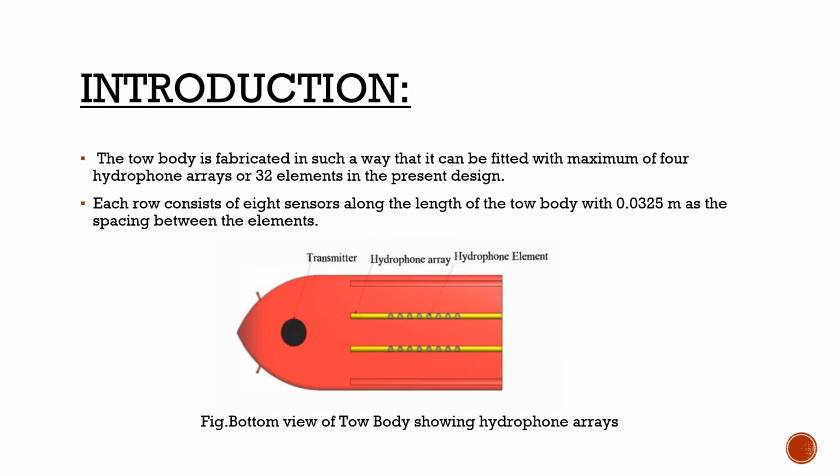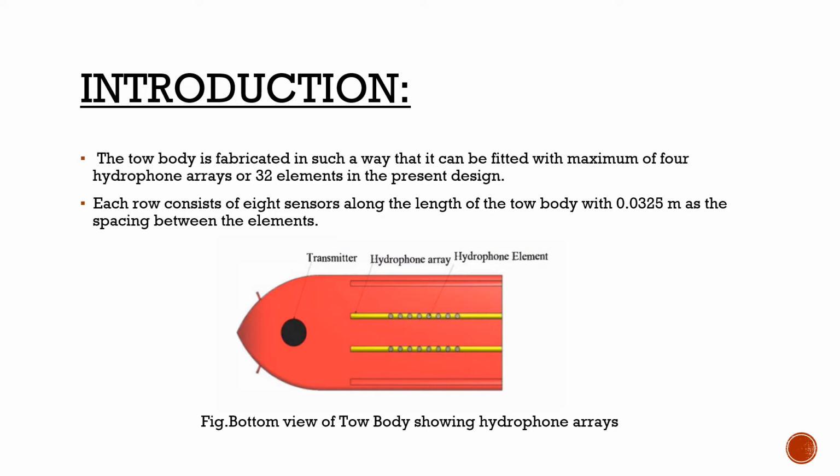Coming to the fabrication of tow body of BOTS. Bottom view of tow body is shown in this picture. It can be fitted with maximum of 4 hydrophone arrays or 32 elements in the present design. The figure consists of 16 hydrophone elements. They are arranged as 2 linear hydrophone arrays in the tow body.